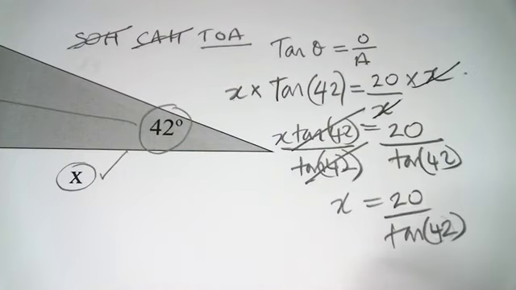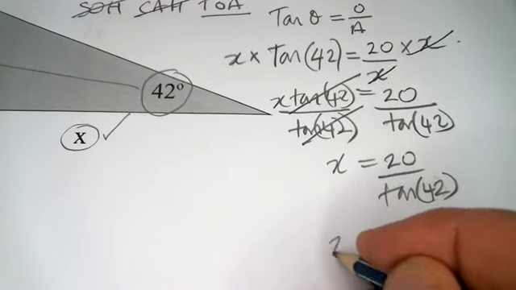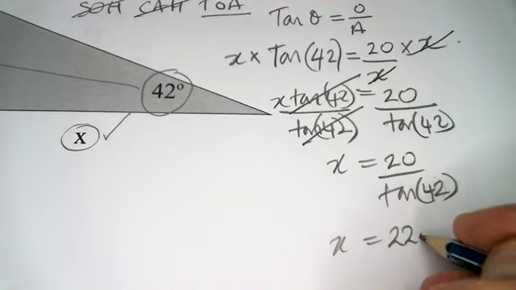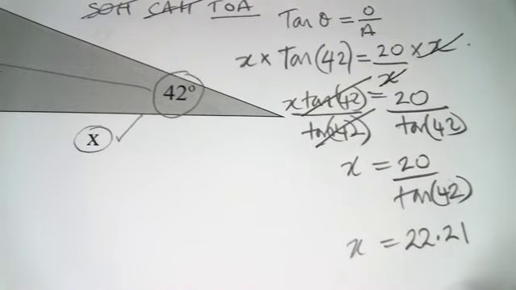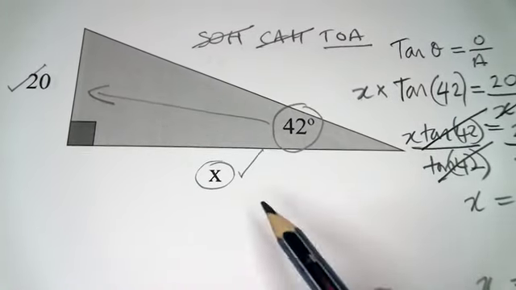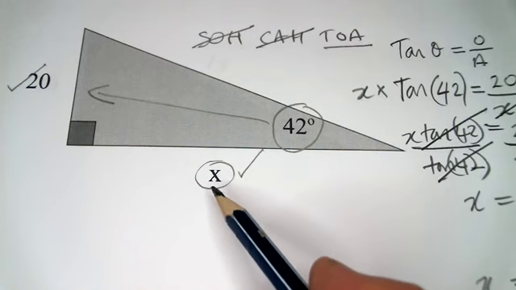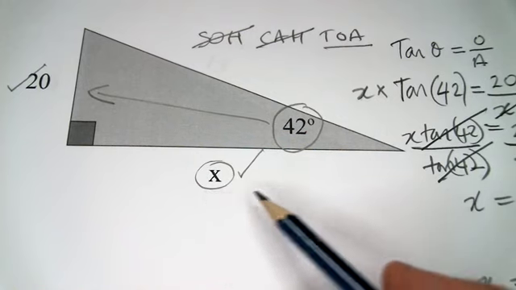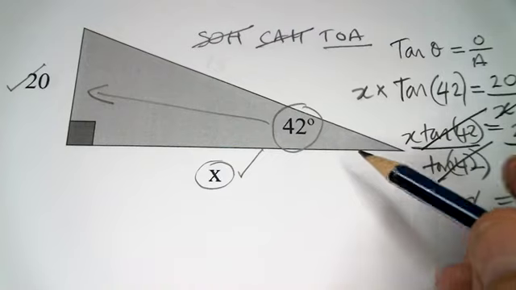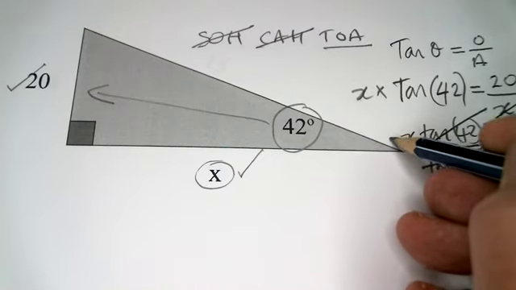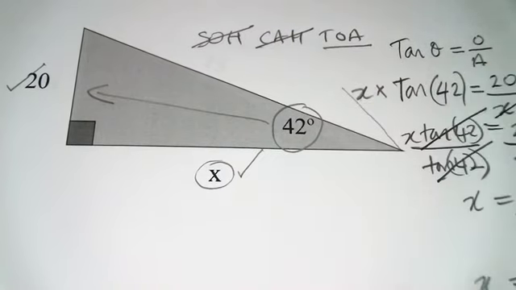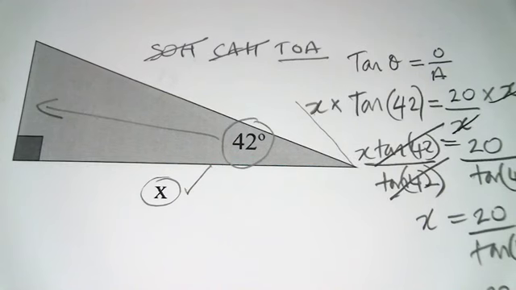So x, by the way, is 22.21. Of course, it doesn't really look like 22.21, does it? It looks actually like a lot longer. But it can't be a lot longer because this is only 42 degrees. And 42 degrees really would be an angle which would be quite a bit steeper, yeah? Anyway, let's do it another way just to be sure.